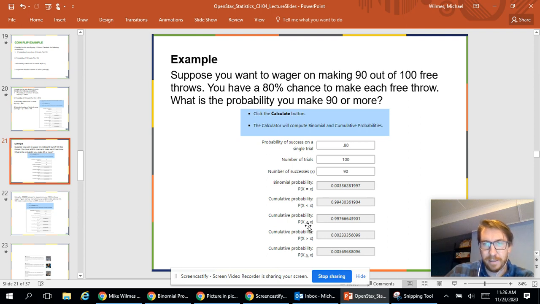So the cumulative probability: capital X is less than or equal to lowercase x. So less than or equal to 90 is pretty much about the same. That's just counting the 90.